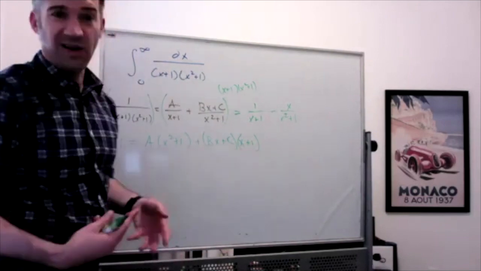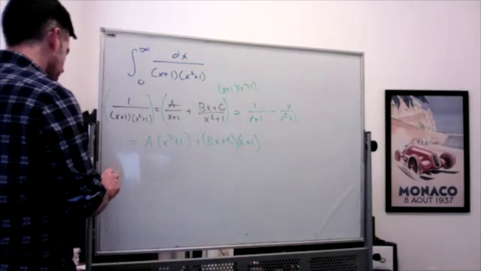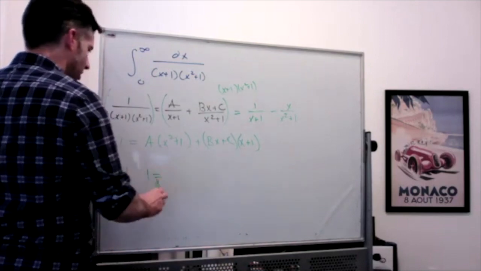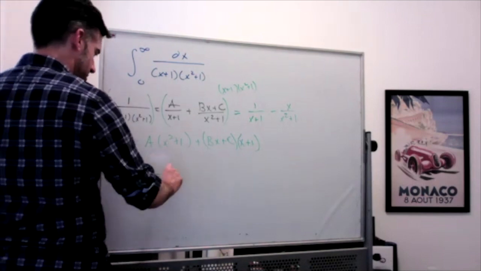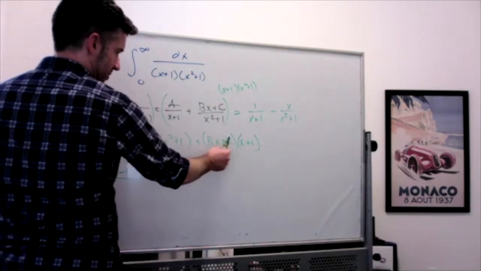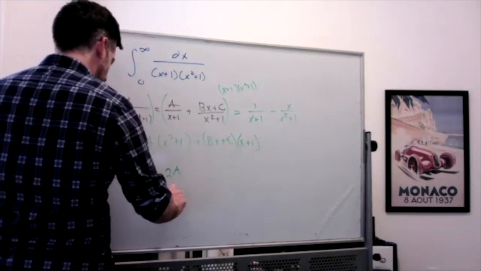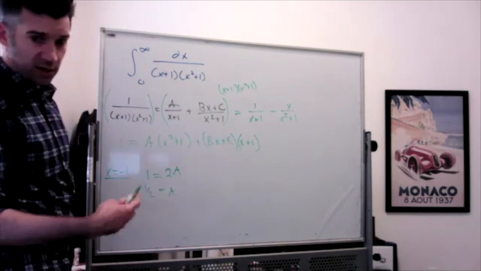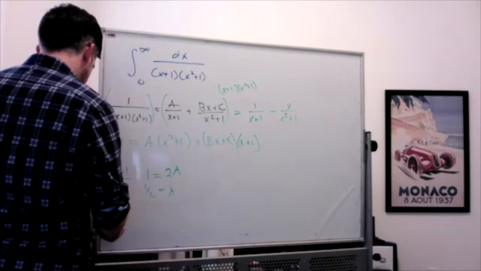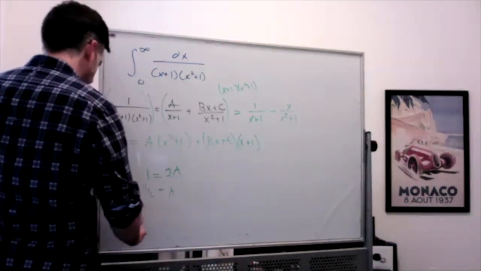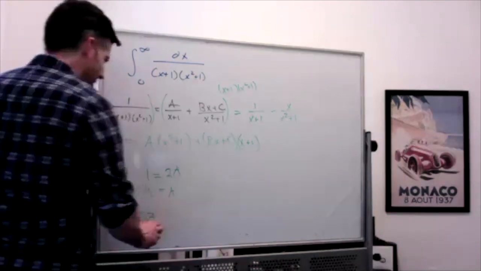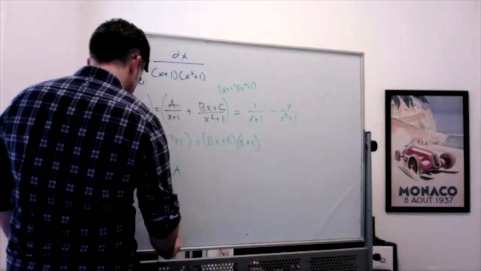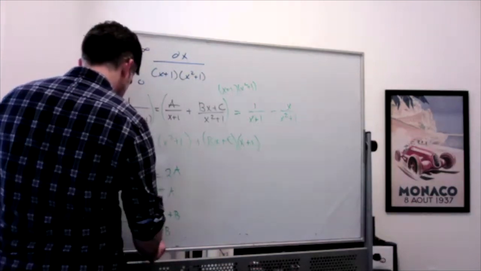So my convenient value actually isn't 0, it's negative 1. So if x is negative 1, we get 1 on the left, we get a times 2 on the right, and then bx plus c times 0. So a is 1/2. And then we're out of convenient values, so let's do the equating coefficients. So for x squared, 0 x squared on the left, you still have an a plus b. So b is negative 1/2.